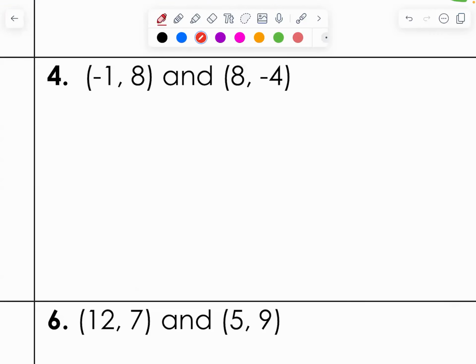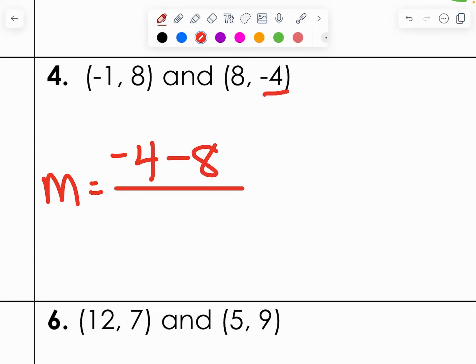All right. Number 4. Cash, what do you have in your numerator for number 4? 8 minus -4. Okay, -4 minus 8. Good, we got -4 minus 8. And then Austin, what do you have in the denominator? Okay, so Emma, what's -4 minus 8? -12. What's 8 minus -1? It's 9. Okay, -12 over 9.